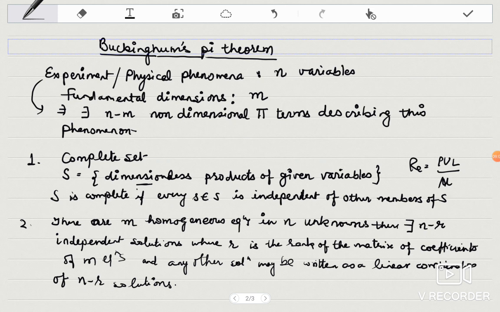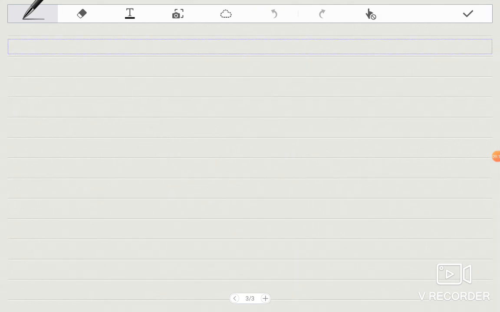I'll explain Buckingham's pi theorem process with the help of an example to make this more clear. So first of all we will consider an example, and then we will write the procedure of Buckingham's pi theorem in theory form. So for this we take some example.